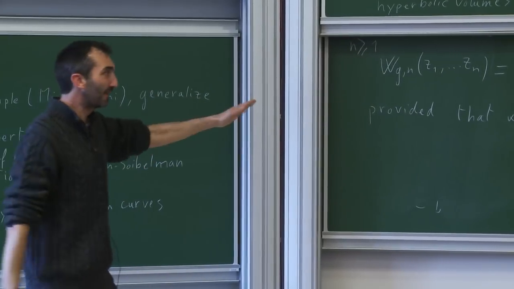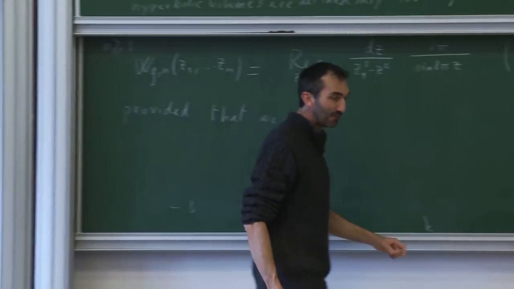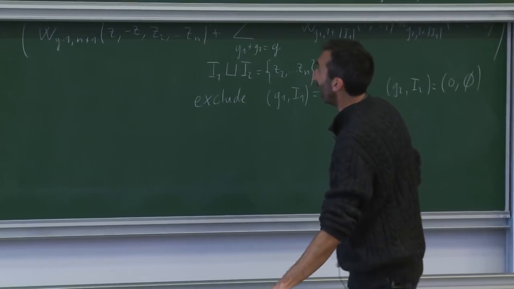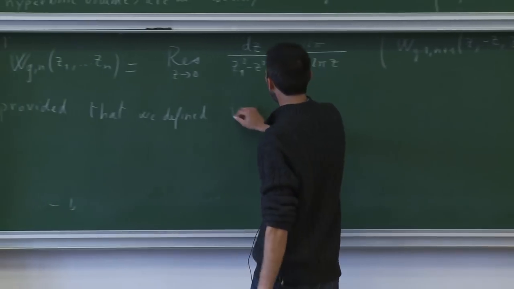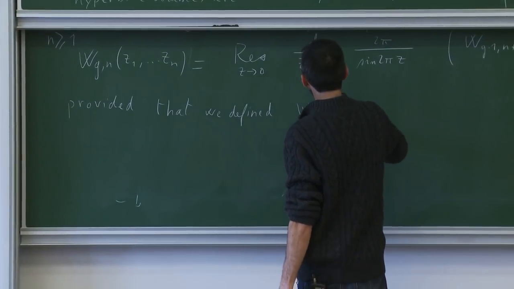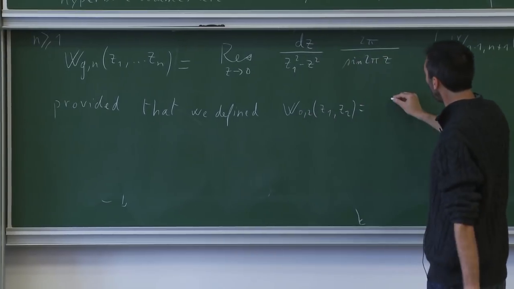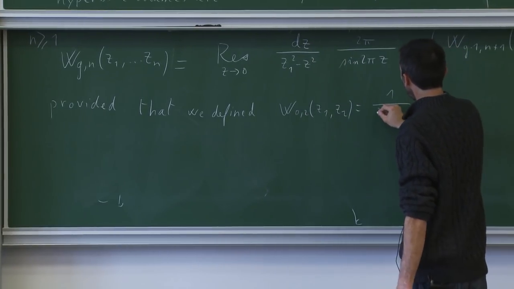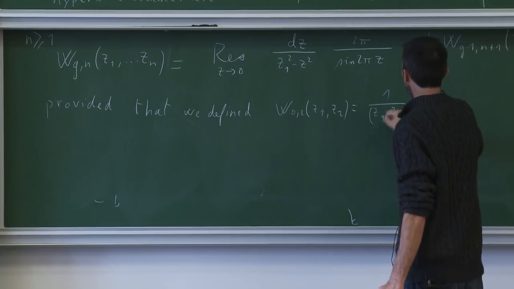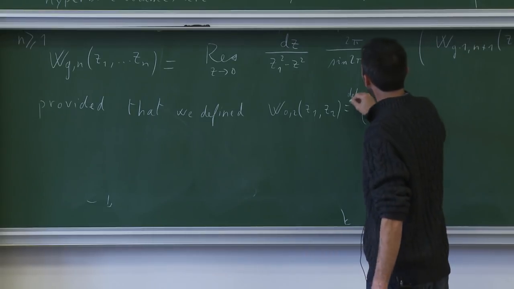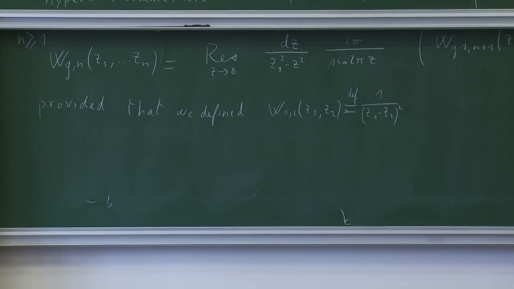So I'm going to do an example of computation. I didn't say, provided that we define W_{0,2}(z1, z2). It's not a volume, but we just define it as 1 over (z1 minus z2) squared. Let's define it that way. So let me do the computation, an example of computation.